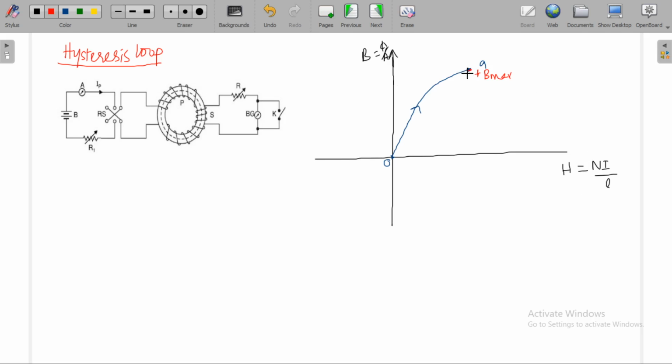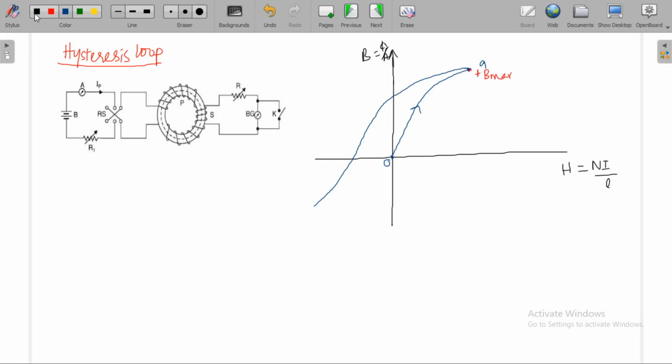Okay. Now it is following the path OA, right? Now what you do is, you decrease the current with the help of this resistance. If you decrease the current, the curve will be like this. Okay, fine.